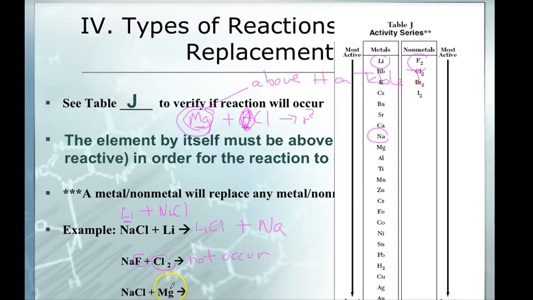And let's take a look at this. Is magnesium more active than sodium? Well, here's sodium, and magnesium is not more active, so this will not occur. And that's how you use table J.